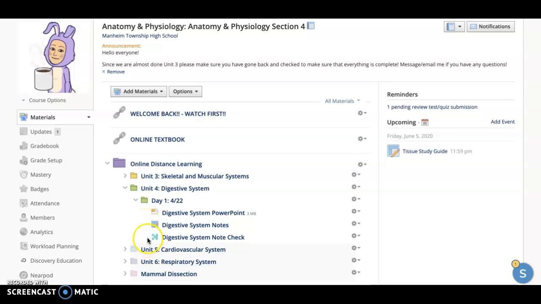And then what's going to be graded is this digestive system note check. So based off of what you learned in the PowerPoint, based off of what you took notes on, these questions are based off of both of those things. There's 2 tries with the note check. So if you go through and you mess something up, then go through and do the second try, and I'll take the higher of the 2 grades. So that is day 1.